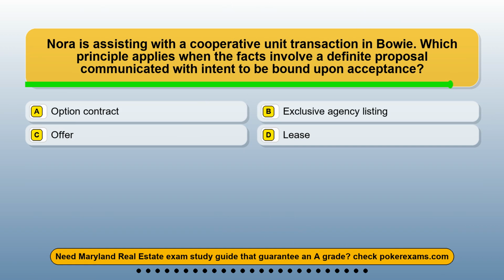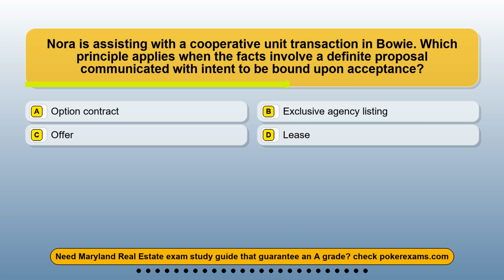Question 21. Nora is assisting with a cooperative unit transaction in Bowie. Which principle applies when the facts involve a definite proposal communicated with intent to be bound upon acceptance? Option A, option contract. Option B, exclusive agency listing. Option C, offer. Option D, lease.